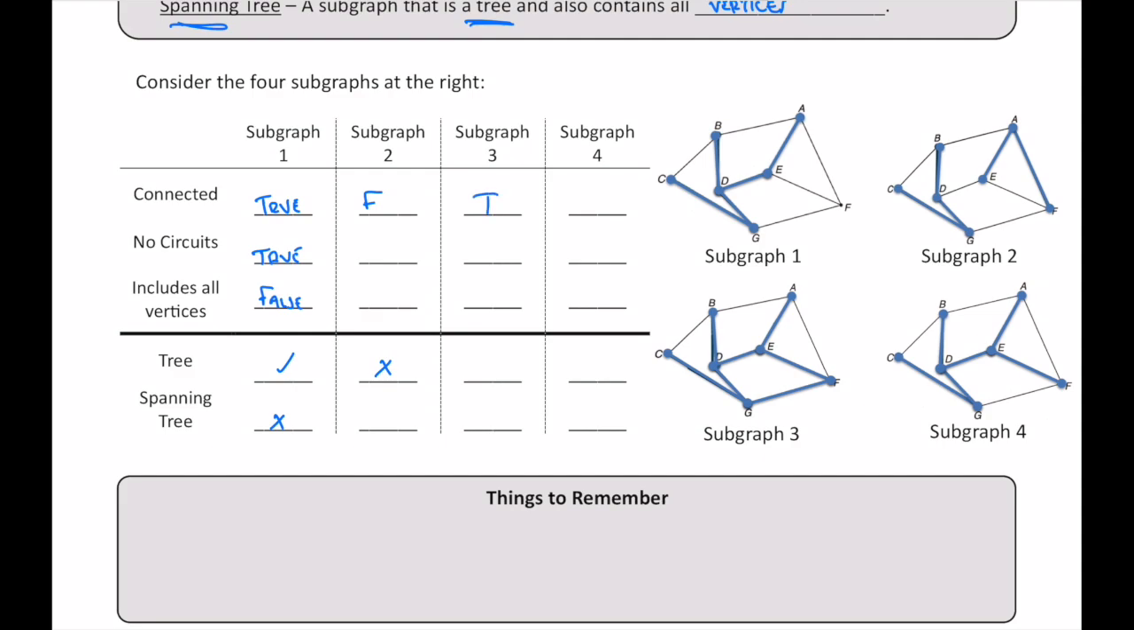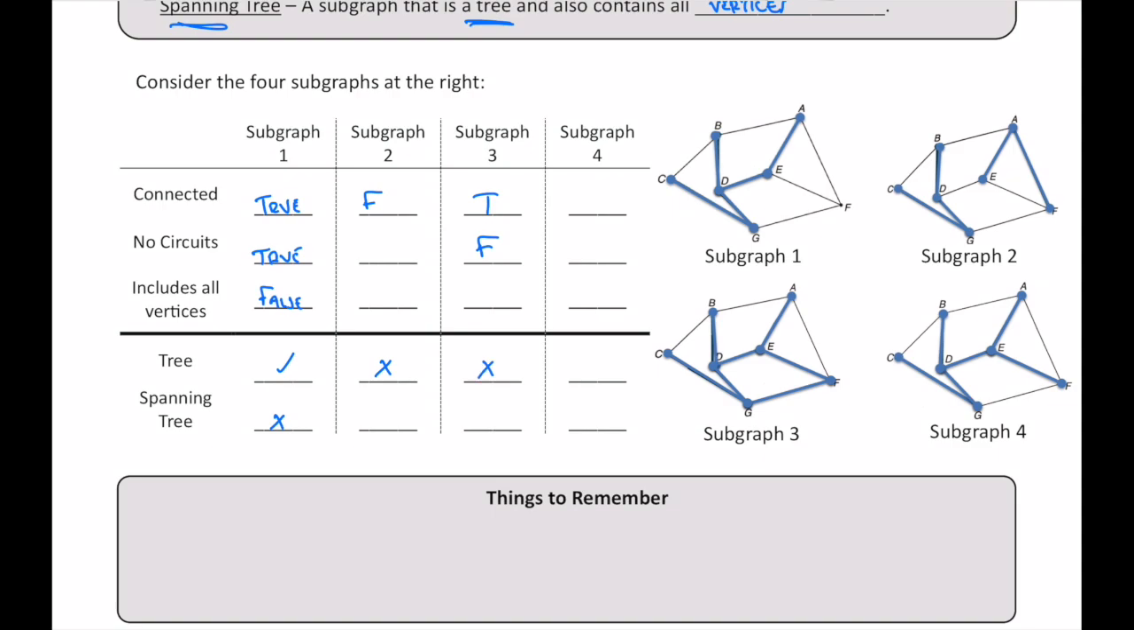Are there any circuits? Well, if we look at this D, E, F, G, back to D, it's closed off. So there is like this inside section and an outside section. There's a part that, no matter how we draw that, there's an inside. That's a circuit. So because there is a circuit there, I'm going to put F for no circuits. That means we are not a tree. A tree, thinking like out in nature, does not grow back into itself.